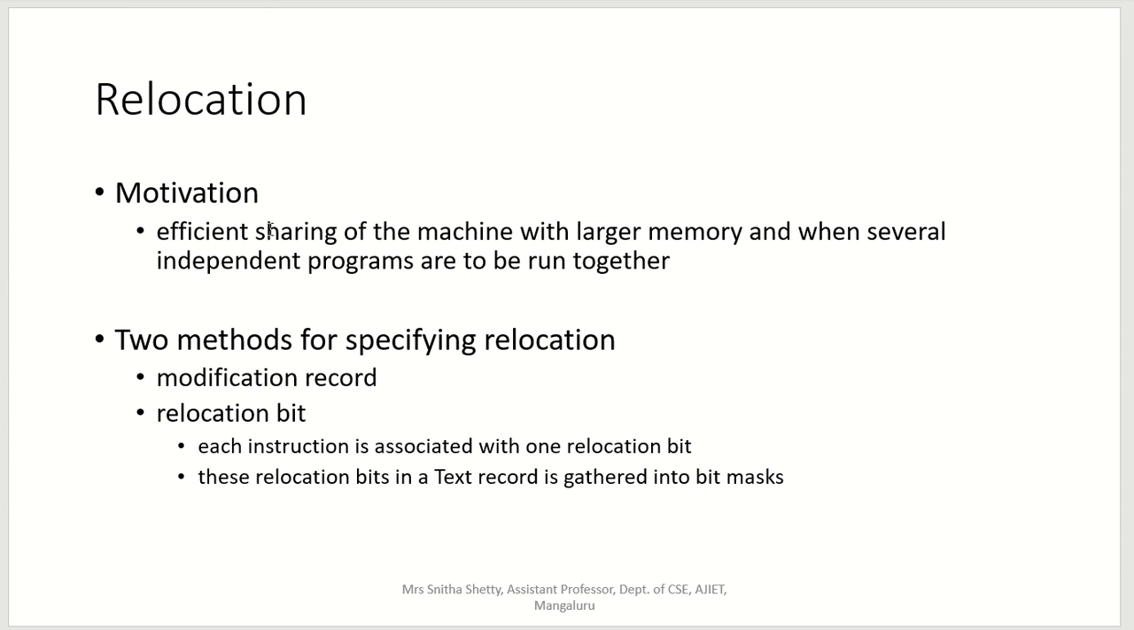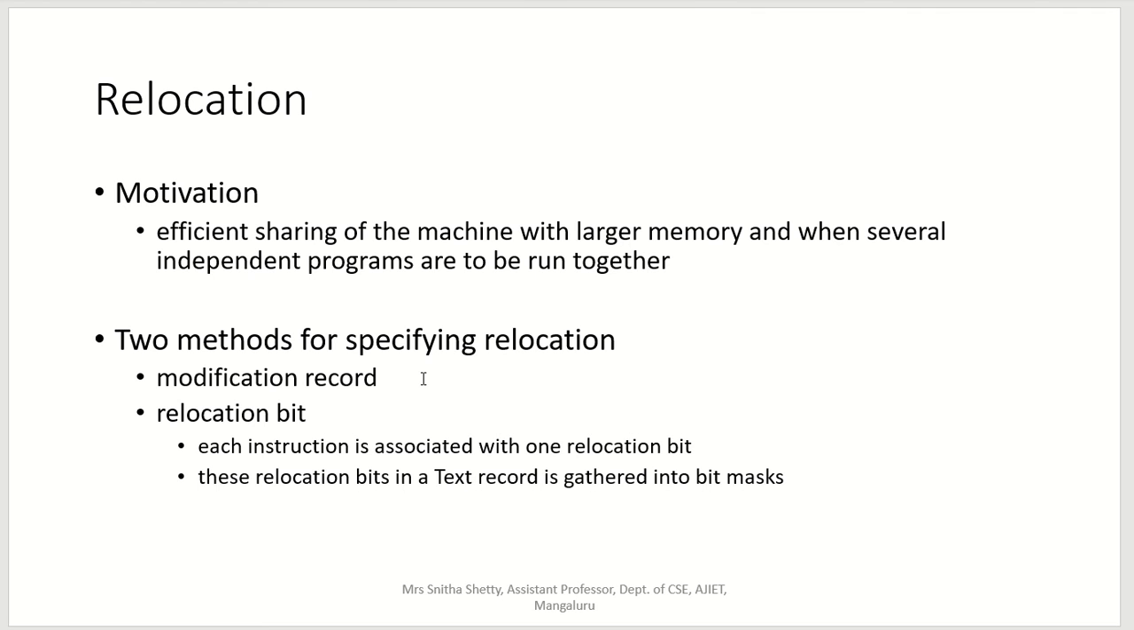The motivation for relocation is efficient sharing of the machine with larger memory, when several independent programs are to be run together. When you run several independent programs, you might get a problem called address not available. At that time the loader will go for the relocatable loader, or relocation. Relocation is done in two ways. There are two methods: the first method is modification record and the second method is relocation bit.